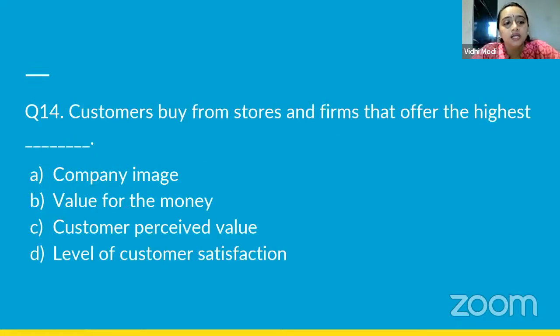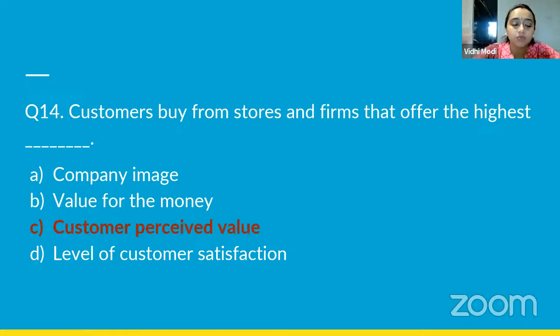Then customers buy from stores and firms that offer the highest dash. Company image, no. Value for the money, no. Level of customer satisfaction, not really. What matters is the customer's perceived value, right? Customers are buying from stores and firms that offer the highest customer perceived value. So the answer would be option C.